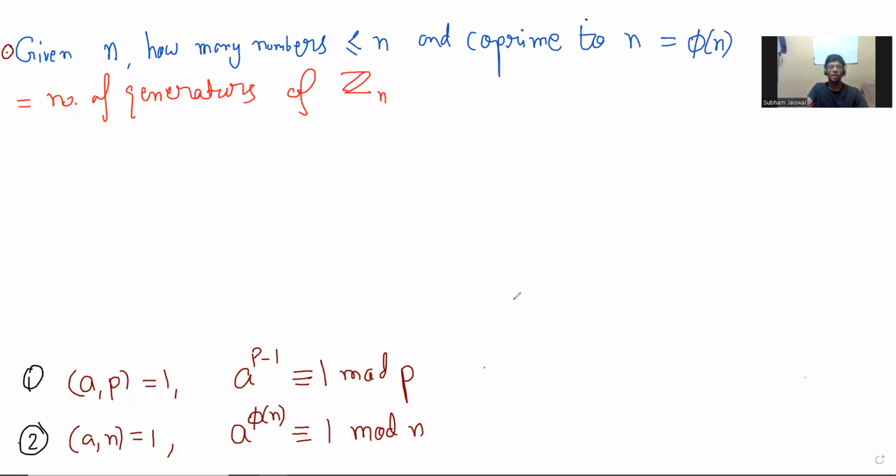Now, as we said at the beginning of the class, the question is to find a way to calculate the number of generators. This becomes a very important question, right? To be able to find the number of generators of Zn, or the number of numbers less than n and co-prime to n. How can we find it? I think Aparna was saying in the beginning that there is some method. So let's see. Can you tell us?